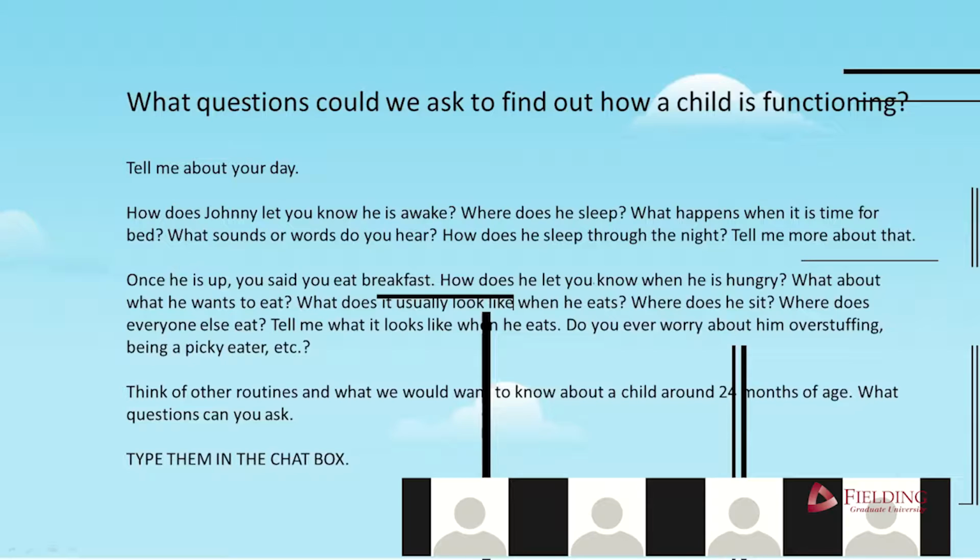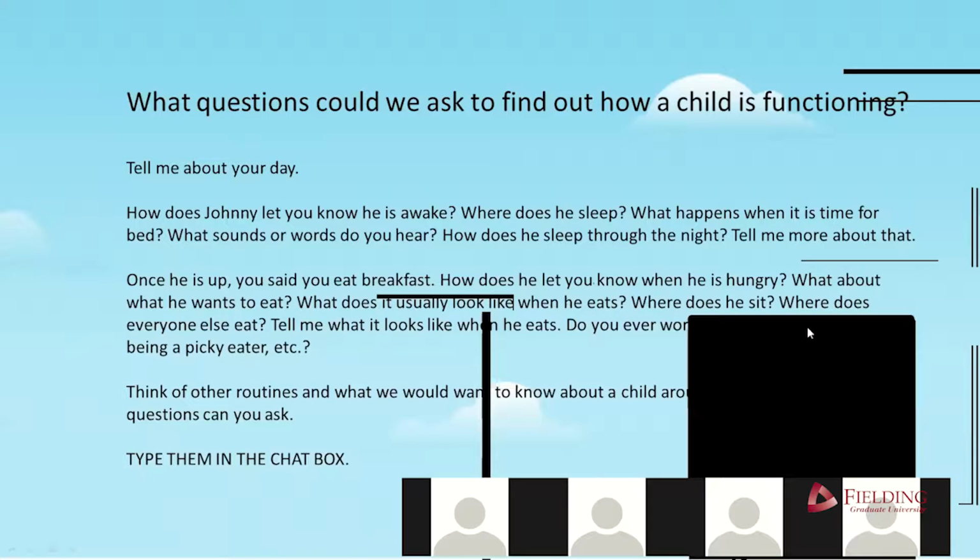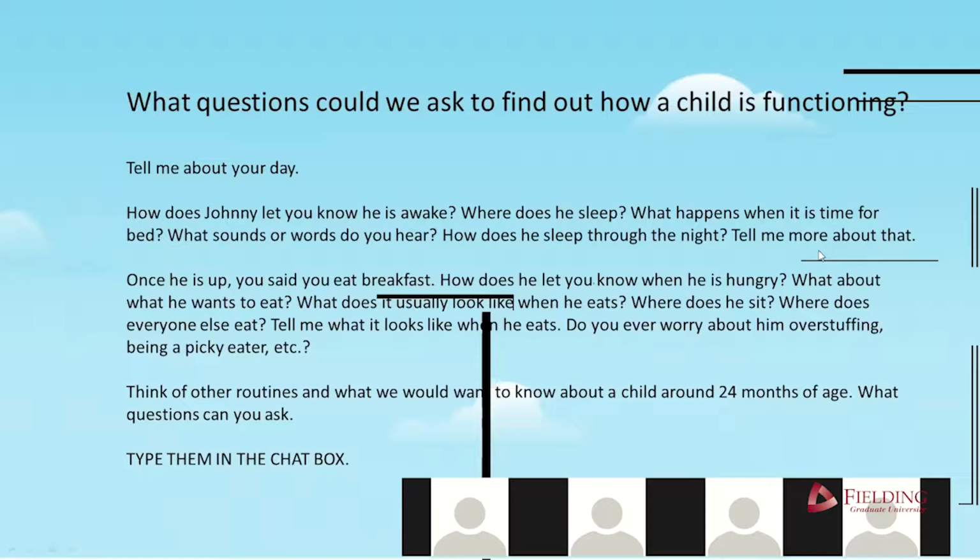And then once he's up, I'll say, you said you eat breakfast, how does he let you know when he's hungry? What about what he wants to eat? How does he let them know that? What does it usually look like when he eats? So I'm really looking to see where he sits, what kind of foods he eats. Is he a picky eater? Does he stuff his food? What about when he spoon feeds? If they're old enough to do that, are they able to get it in their mouth?